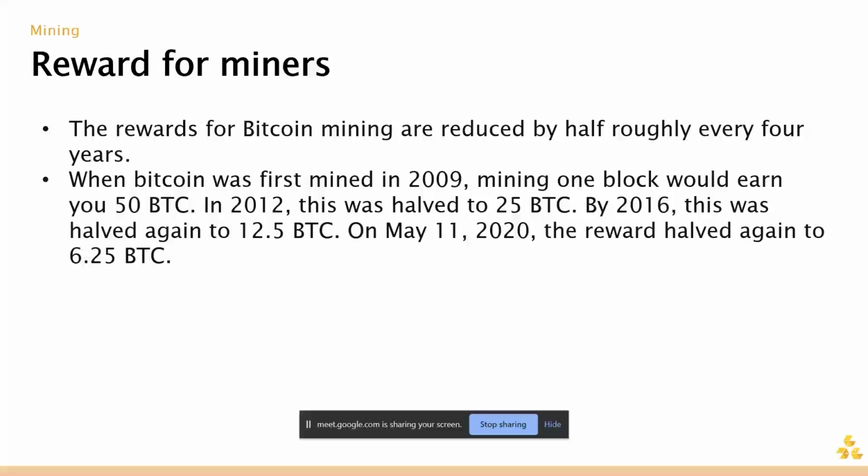अभी what the trend is, like after every 4 years, the amount of reward is reduced to half. So in 2012 this was half, 25 bitcoin. 2016 में फिर 12.5 bitcoin हो गया और now it is 6.25 bitcoin. And after 2024 most probably वो 3.125 BTC हो जाएगा.